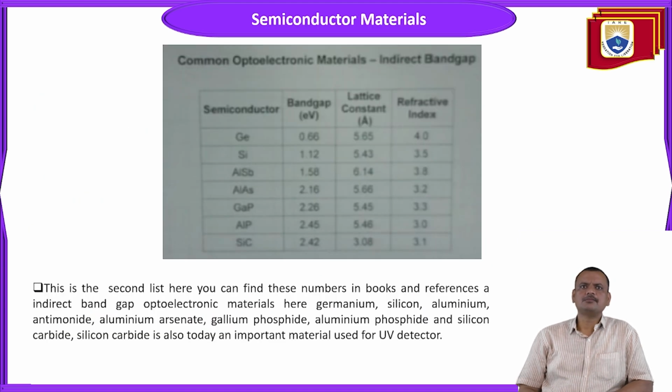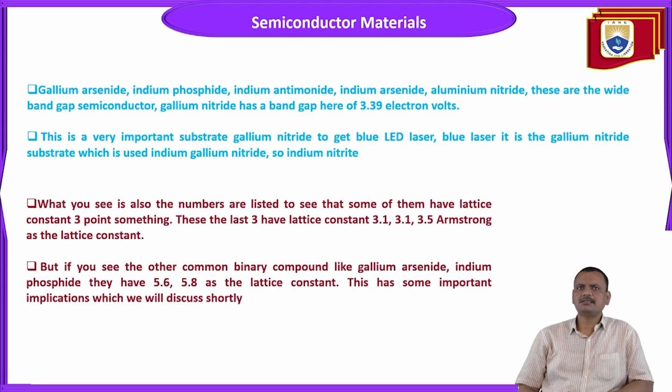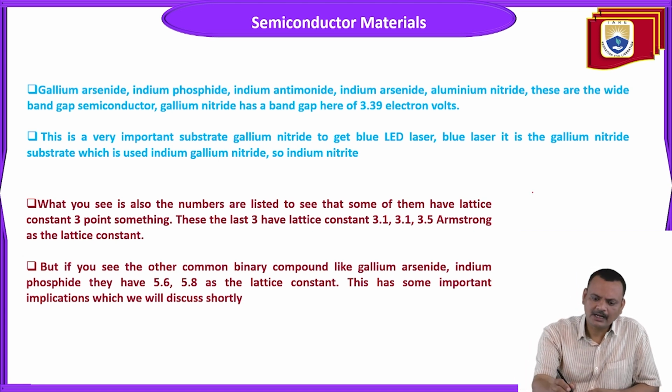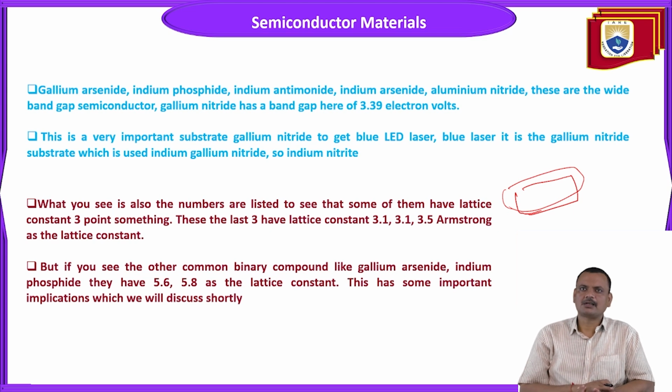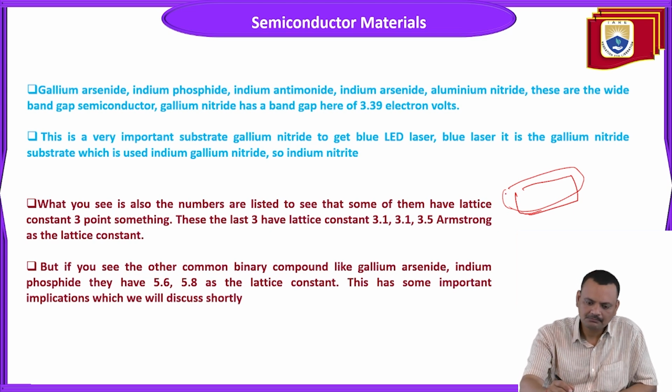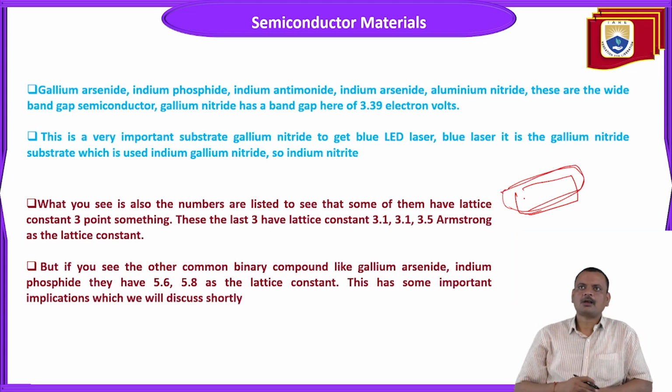Well, so these materials are very important. Even gallium nitride is also very important. And nowadays it is used in making a substrate. Substrate is that thing over which you can grow some layer of semiconducting material, or you can grow some layered structure, a desired layered structure.